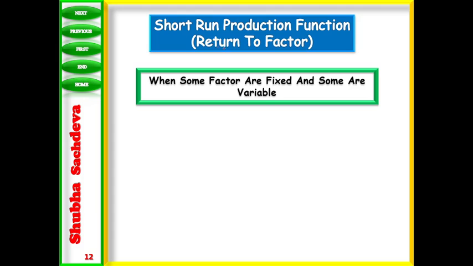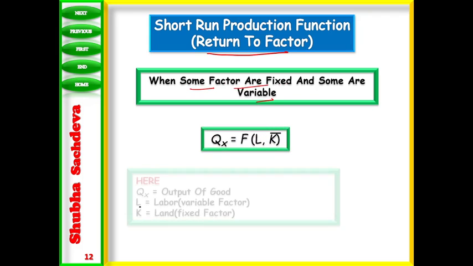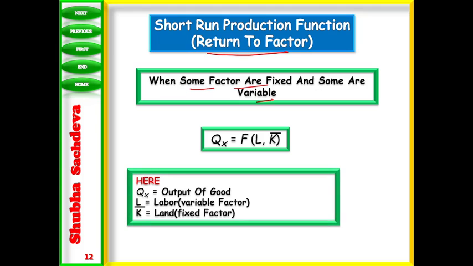So when we talk about the short run production function, returns to a factor when some factors are fixed and some are variable. Some here means we'll only talk about one is variable and others are fixed. So here you can look at the equation part. This is the output. This is the production function, the functional relationship between the labor and capital. Here capital, you can see the bar here. Bar means it is the fixed one, and labor is the variable one. That means it changes. So here labor is the variable factor and the land is the fixed factor, which has been denoted by K.